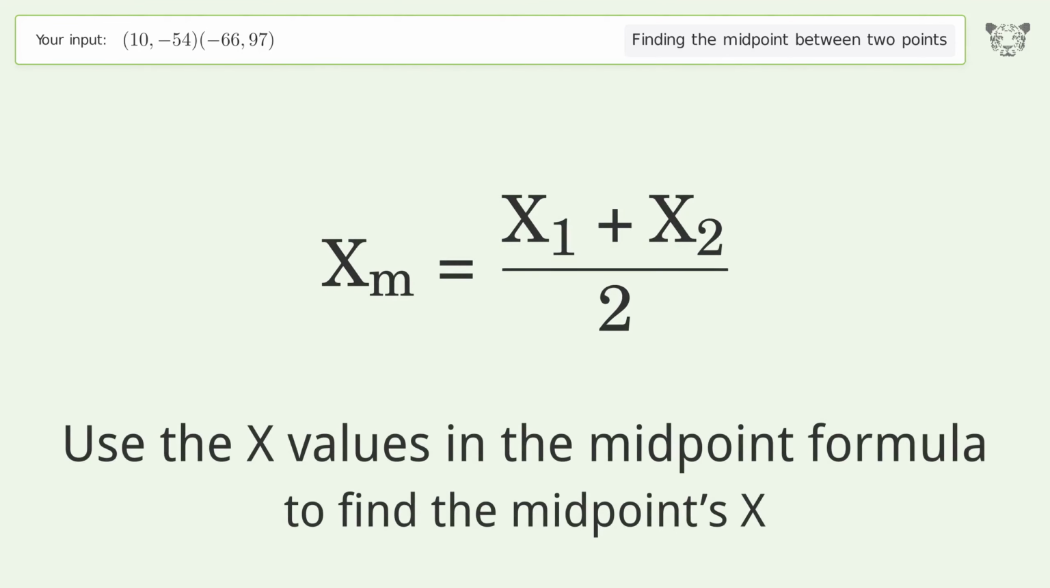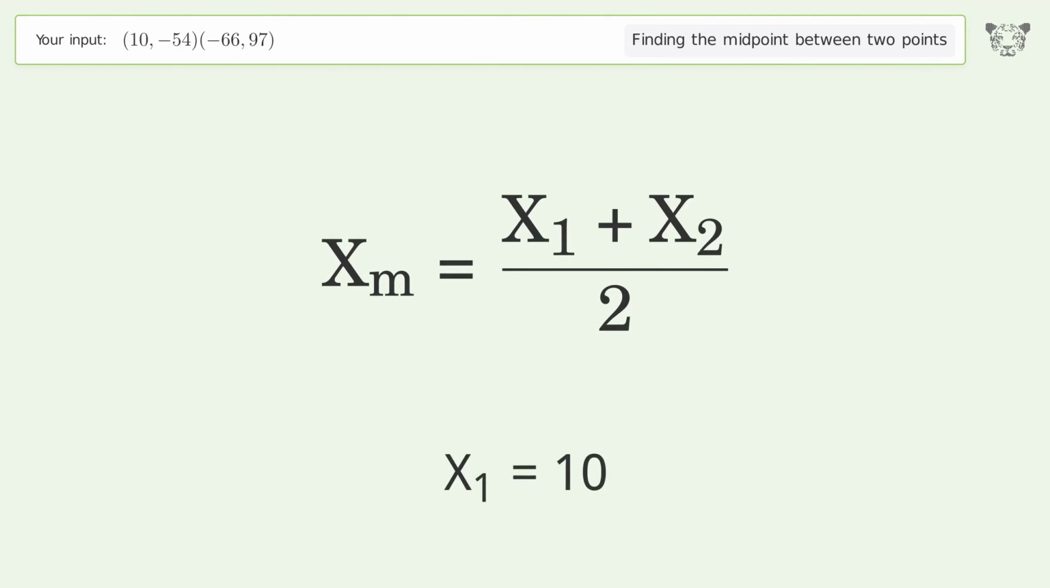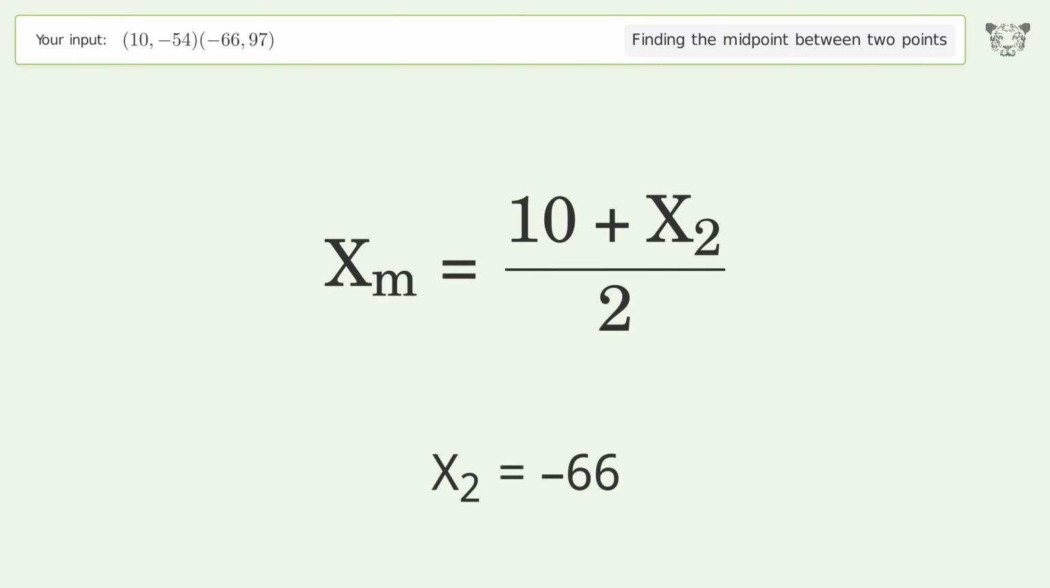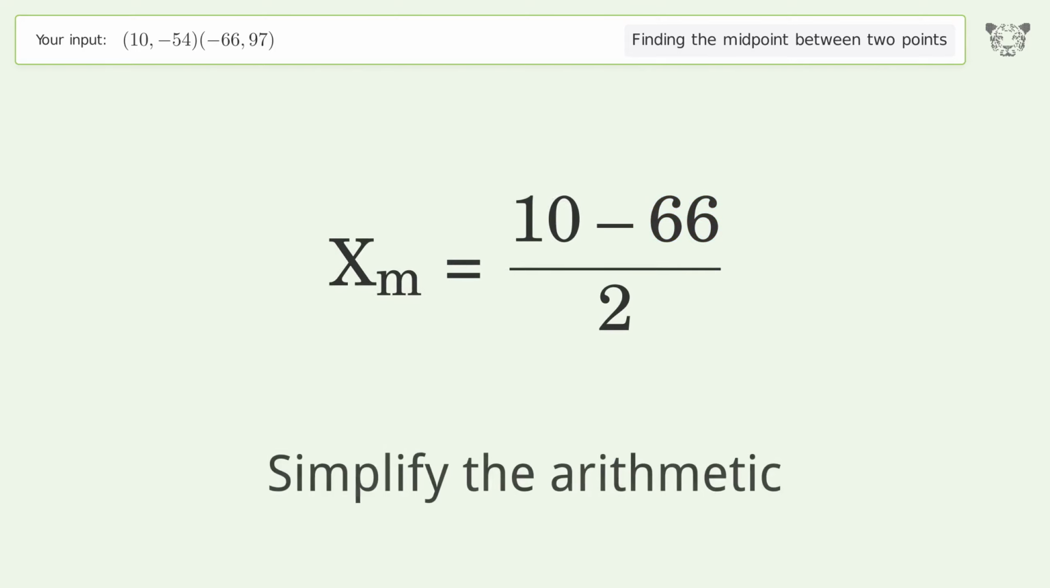Use the x values in the midpoint formula to find the midpoint's x. x1 equals 10. x2 equals negative 66. Simplify the arithmetic.